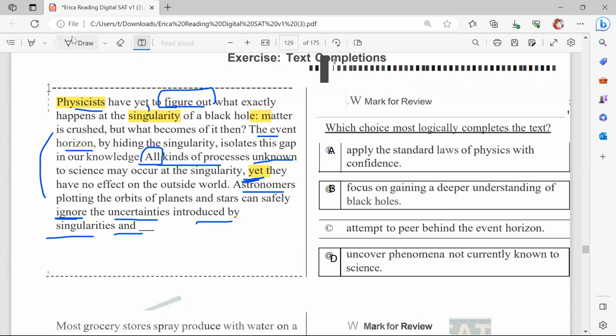complete our sentence based on all the things we mentioned, the tone, the main focus, the elements mentioned, the shift that had happened because of "yet", and so on. Okay, choice D: can safely ignore the uncertainties introduced by singularities and uncover phenomena not currently known to the science. They have to uncover, can safely ignore, and uncover phenomena not currently known to science. This choice, it's too specific.